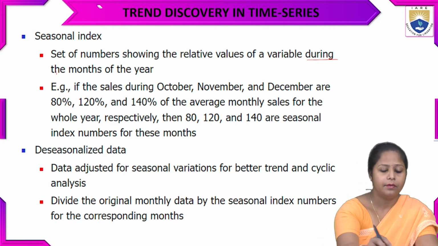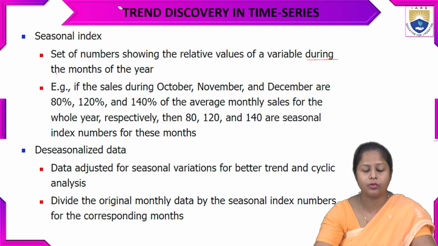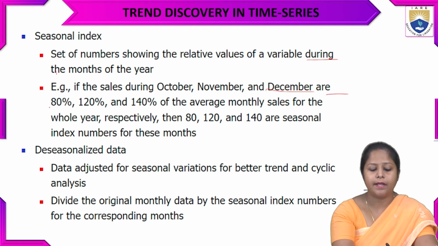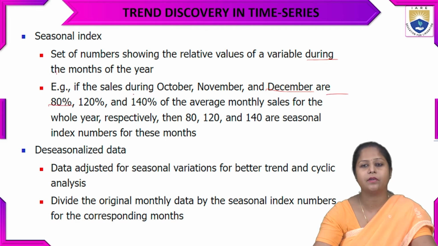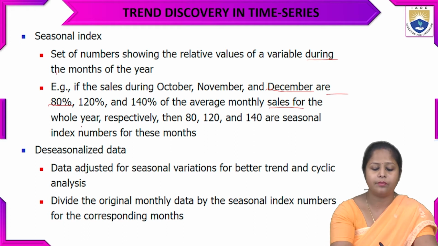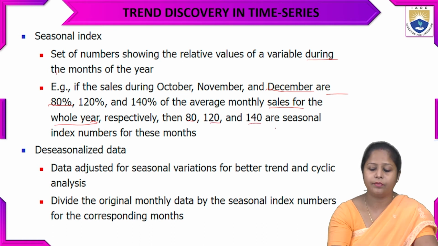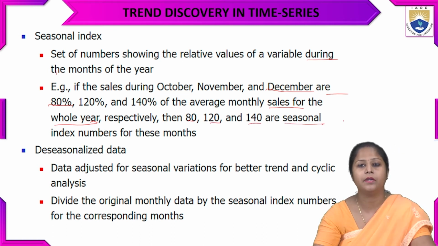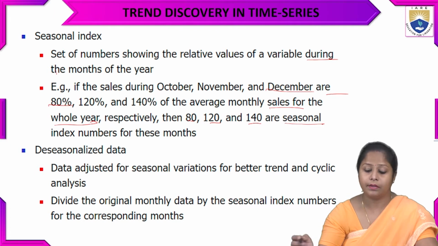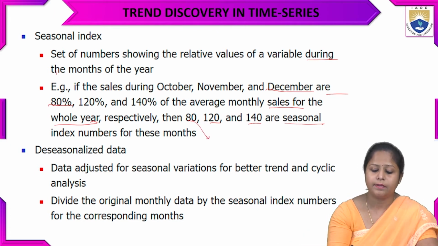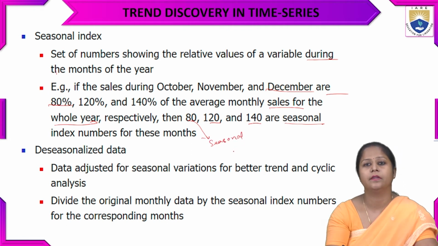For example, suppose the sales data during October, November and December are 80%, 120% and 140% of the average monthly sales for the whole year. Then 80, 120 and 140 are the seasonal index numbers for these months. Like this, we need to make the seasonal index for each percentage or each duration to set the trend of the seasonal data.